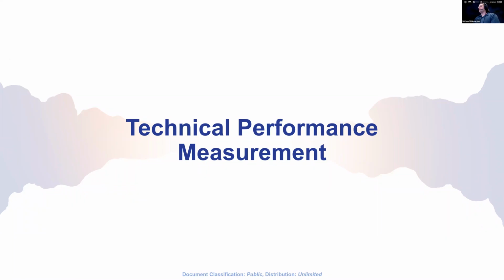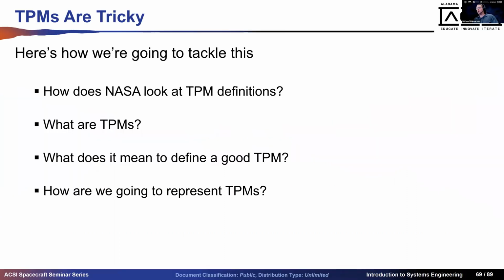All right. Technical performance measures. I'm going to call this the second hardest thing that we do. So we're going to start by looking at how NASA does this. And then we're going to talk about what TPMs are, what a good TPM for a system is. And then we're talking about what we do to represent it, to kind of round it off.